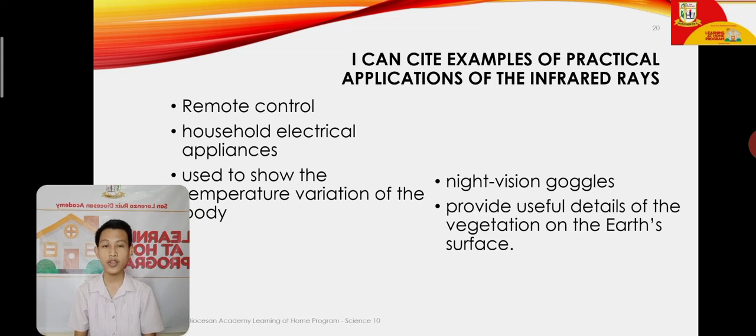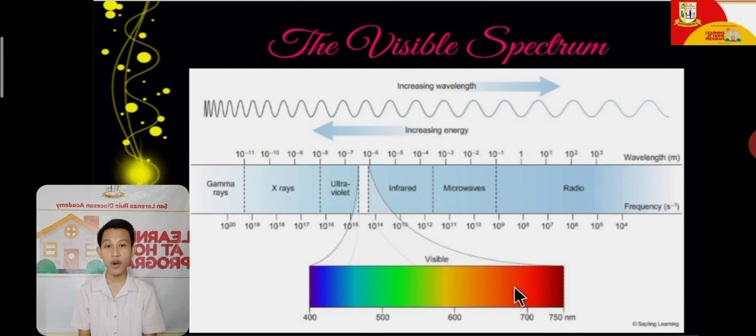Okay? So yan yung ginagamit again for remote controls, for showing the temperature variation sa isang katawan. Infrared rays yung ginagamit doon. Okay? So after infrared, papasok na tayo sa visible spectrum.